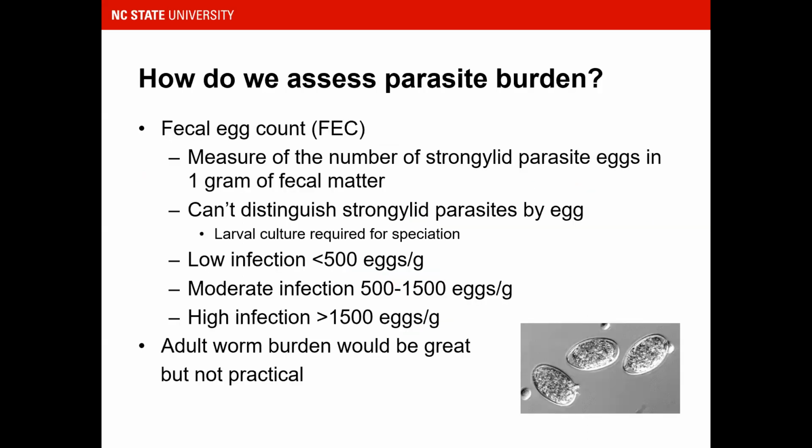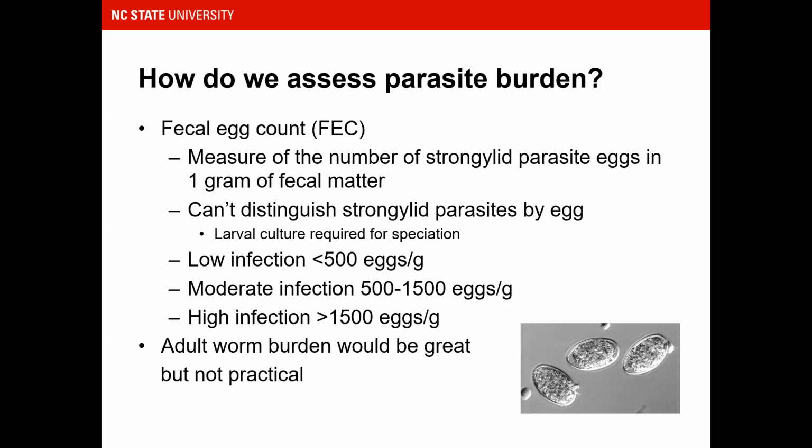So the best way to assess parasite burden is through fecal egg counts. Fecal egg counts are simply a measure of the number of strongylid parasite eggs in 1 gram of fecal matter. Now, you can't distinguish between the strongylid parasites by their egg stage. You actually have to wait for them to hatch and reach the infective larval stage before you can differentiate between the different strongylid parasites. So we simply label it as a strongylid fecal egg count.